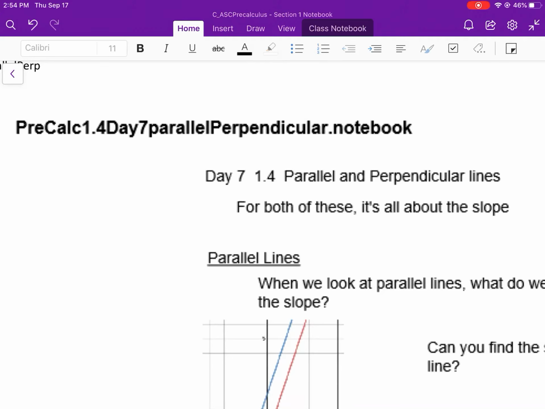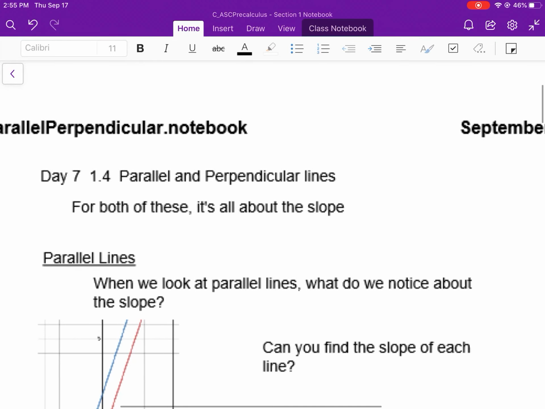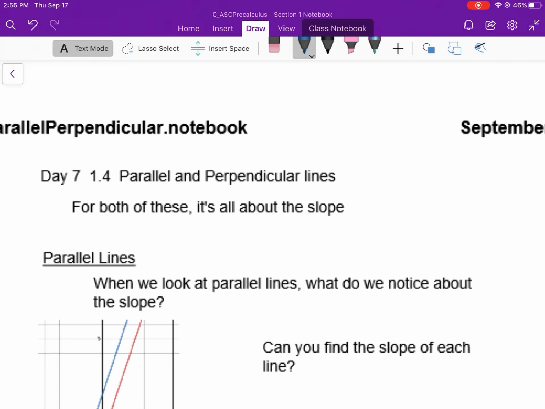Okay, PreCalc, awesome people. This is Monday's lesson, day 7, parallel and perpendicular lines. Okay, again, you know about these things, so I'm just going to make it kind of quick. And for both of these, it's all about the slope. That's the most important thing.